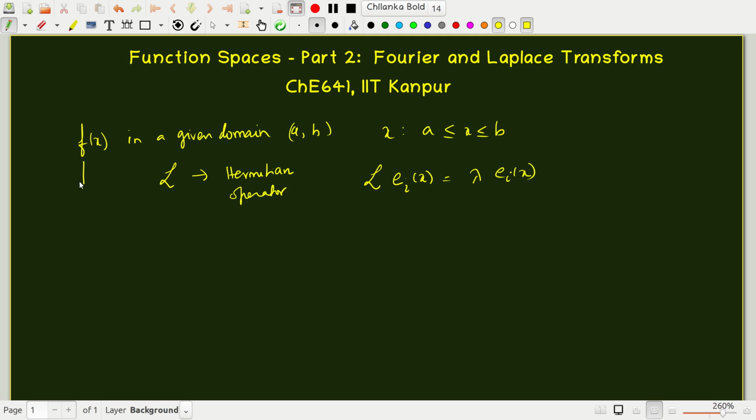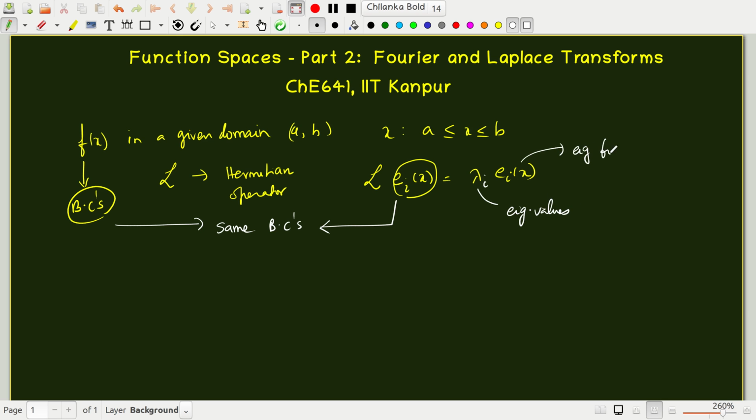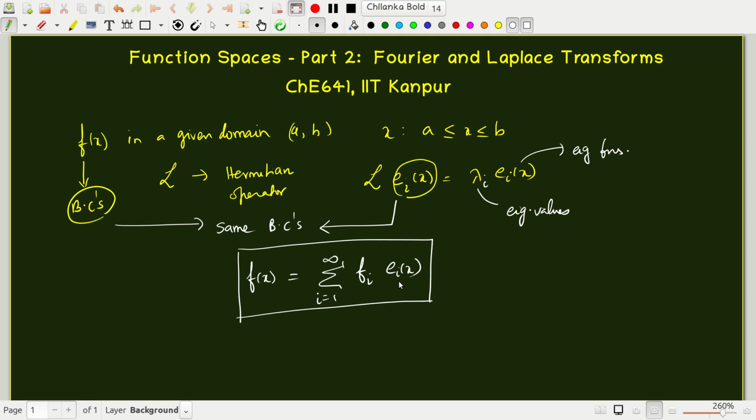and if f satisfies some boundary conditions, we discussed Dirichlet and Neumann boundary conditions and periodic boundary conditions in the last lecture, and if we ensure that the e_i's also satisfy the same BCs, that is both f and the e_i's, the eigenfunctions, satisfy the same BCs, and these lambda_i's are the eigenvalues and e_i's are the eigenfunctions, then you can expand f of x as a series, sum of f_i times e_i of x, i going from 1 to infinity, where you have a countably infinite number of discrete eigenvalues typically, and you can expand any function in terms of the eigenfunctions as the basis. This expansion is called Eigenfunction Expansion.